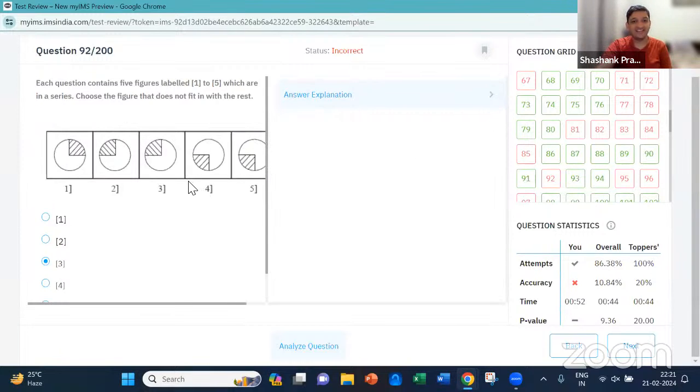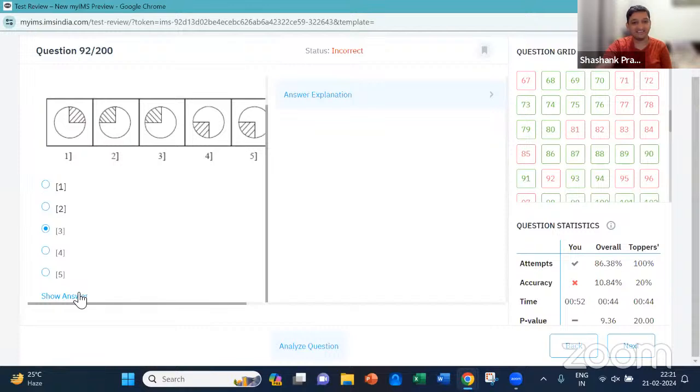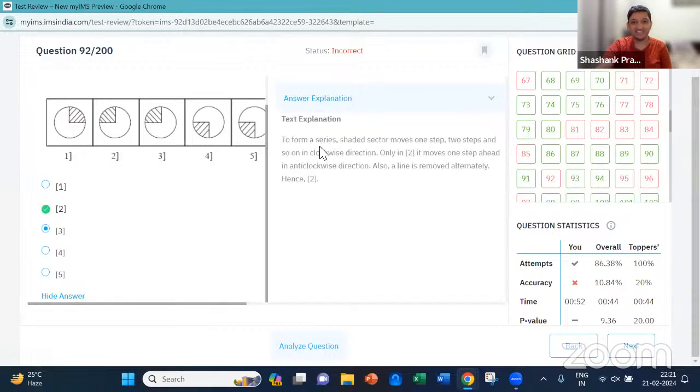92. I couldn't figure this out at all. 2. I don't know what was the answer. Shaded sector moves 1 step. Okay, 1 step, 2 steps, and so on. So option 3. Right. ठीक है. Understood.